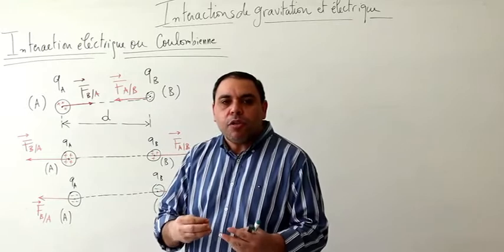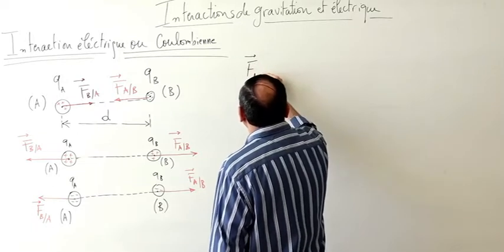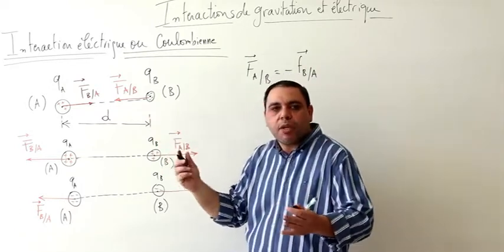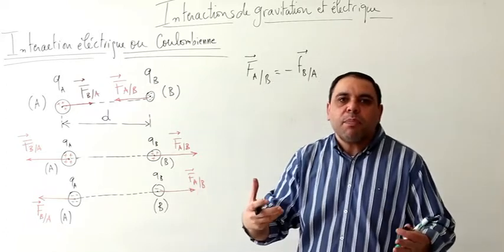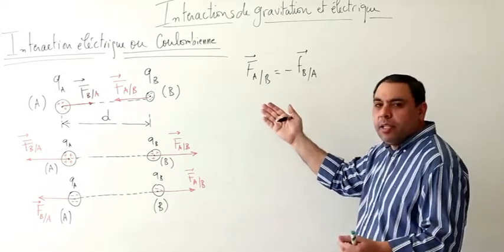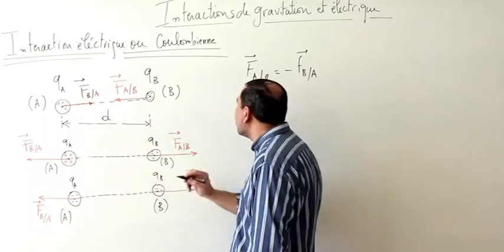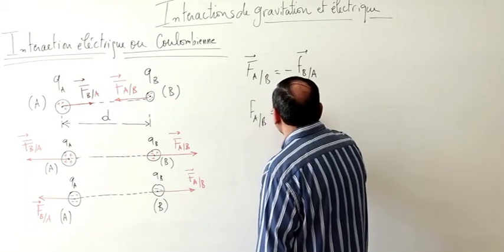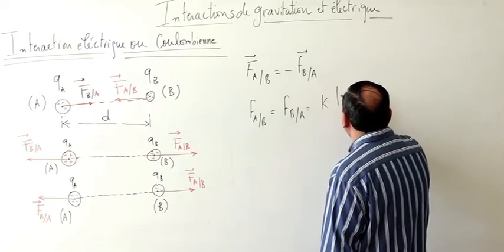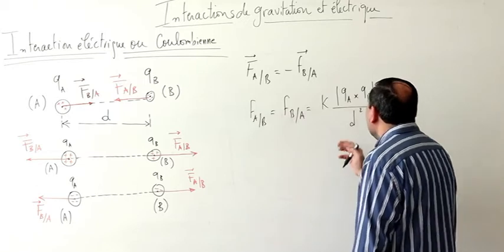Let's now give the expression of the force that exists between these charges. We know that FA on B equals minus FB on A. FA on B and FB on A are forces of interaction that are due to the presence of the charges. These forces are opposite. What is the value of each force? We know that FA on B equals FB on A as magnitude. They are equal to K multiplied by the absolute value of QA times QB over the square of the distance.